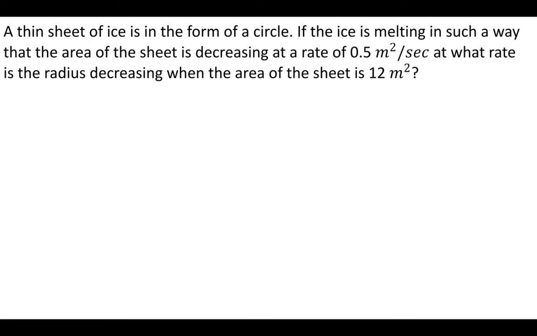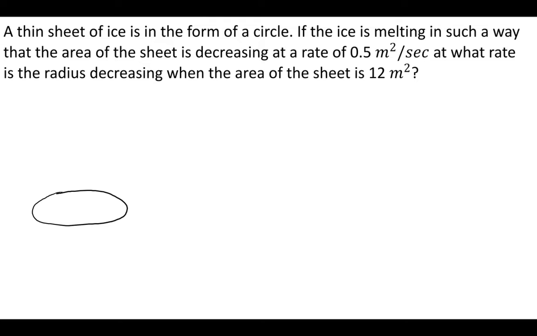In this one, we've got a thin sheet of ice, and this ice is in the form of a circle. So I'm going to just draw a little picture here. Thin sheet of ice in the form of a circle. If the ice is melting away, so this is shrinking because we're warming up outside maybe, in such a way that the area of the sheet is decreasing at a rate of 0.5 meters per second squared. At what rate is the radius decreasing when the area of the sheet is 12 meters squared?